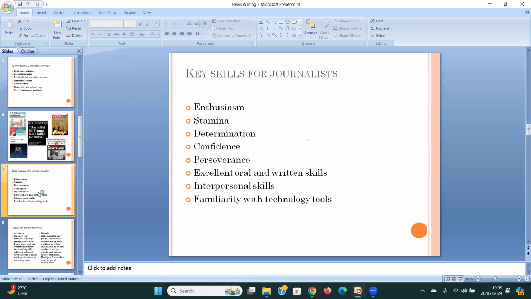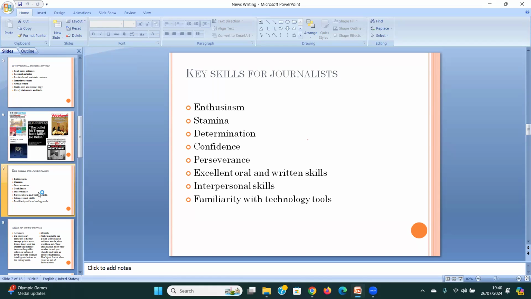Things you do to develop your writing skills include reading every day and watching the broadcast news, local and international, being conversant with what's happening in that world. That way you improve on your written and oral skills. Then interpersonal skills are what you need to cultivate your sources. You need sources, you need contacts, you need people to give information, and it is interpersonal skills that will open those doors for you. Then lastly on my slide here is familiarity with technology tools.